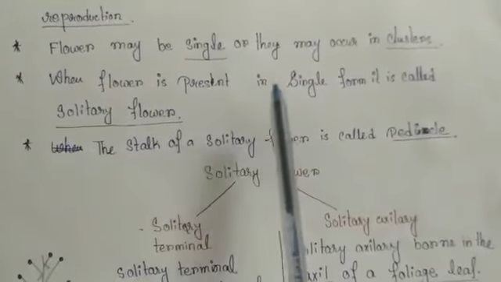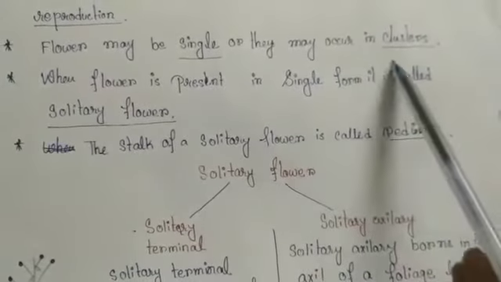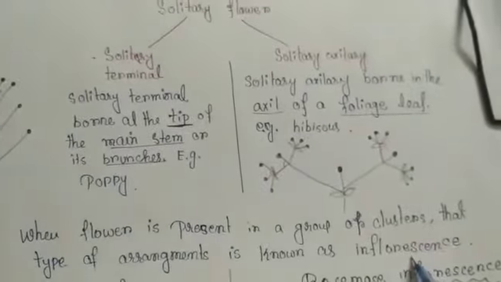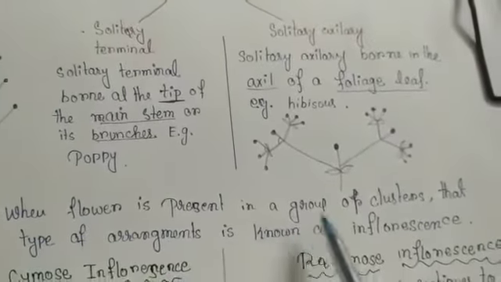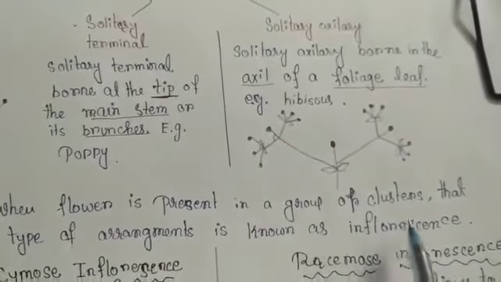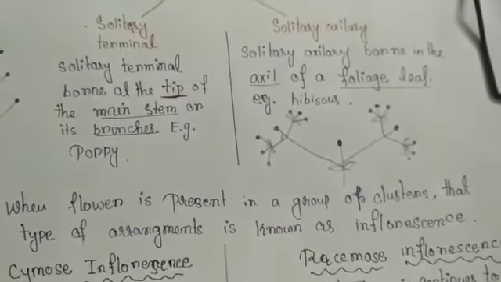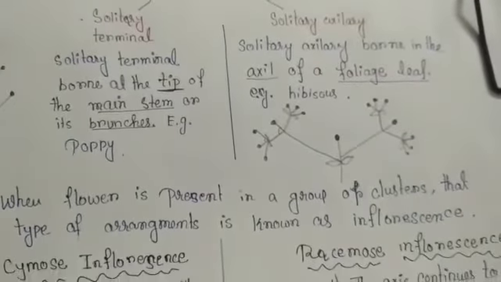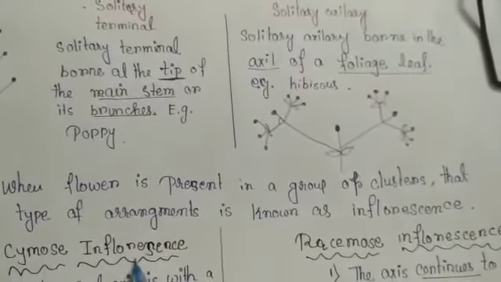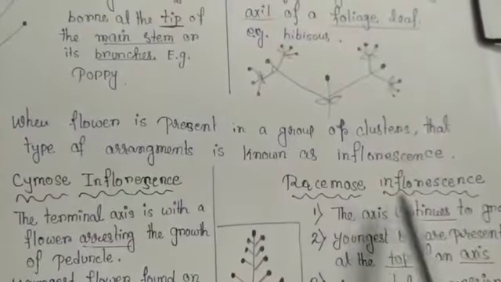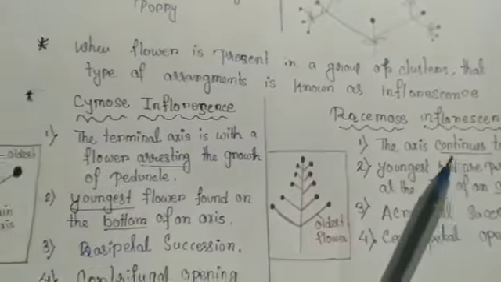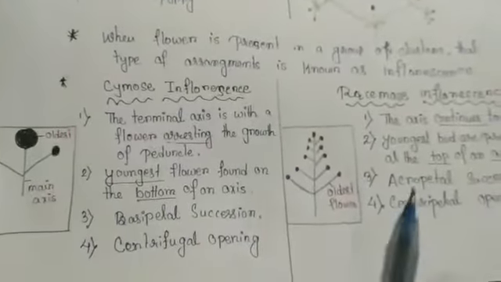So we have understood that when a flower is present in single form, it is called a solitary flower. What happens when the flowers remain in a cluster or in a group? That time it is called inflorescence. When the flowers are present in a group or cluster, that type of arrangement is known as inflorescence. Inflorescence is of two types. First is cymose inflorescence, second is racemose inflorescence. Here you can see the two diagrams.